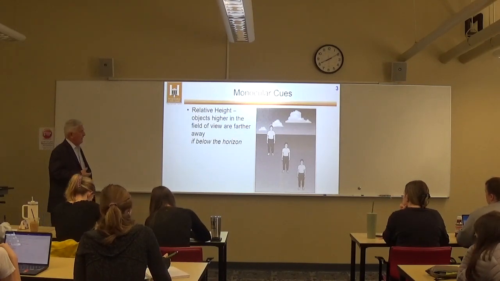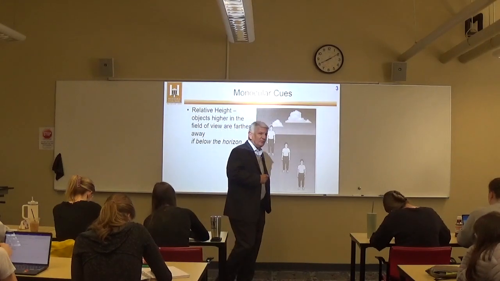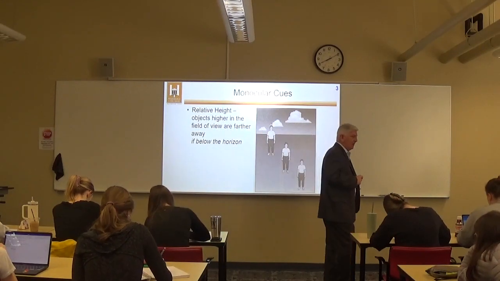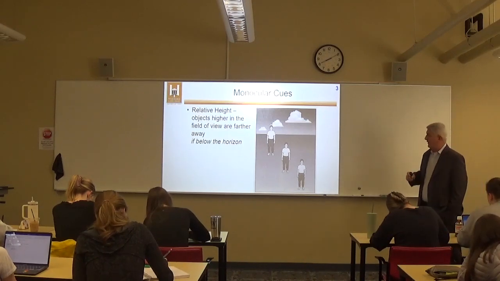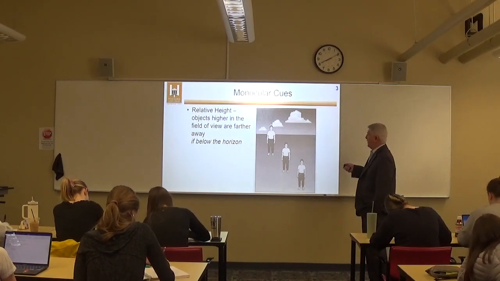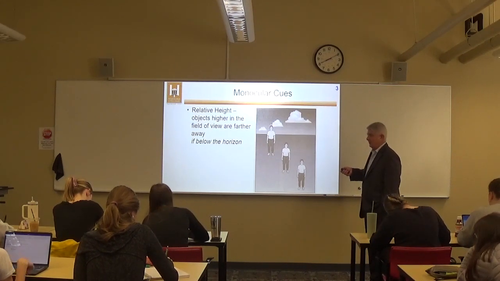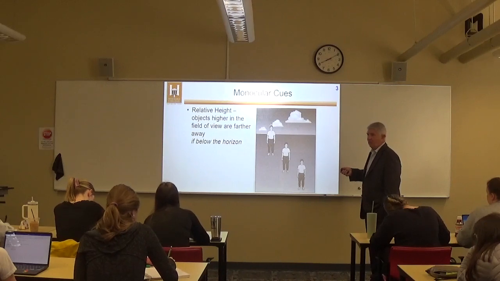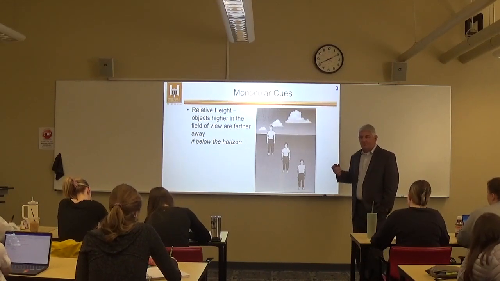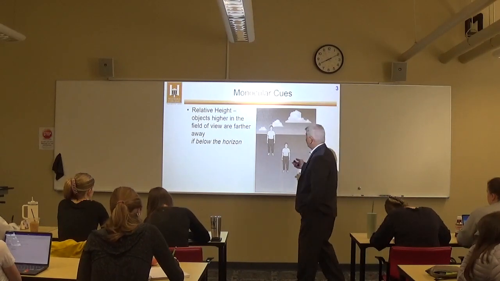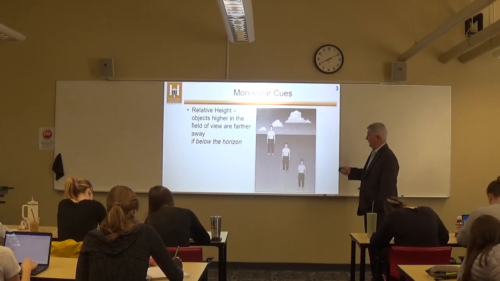So we have a cue called relative height. Again, these are heuristics. These are rules, shortcuts our brain uses to help with depth perception. The relative height heuristic says if something is above the horizon, the closer it is to the horizon, the lower it is, the further away it must be. Size also matters. So you're assuming that these clouds are all about the same size, that this isn't a tiny cloud.